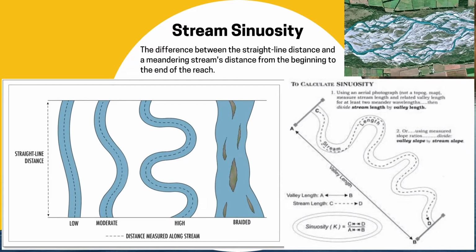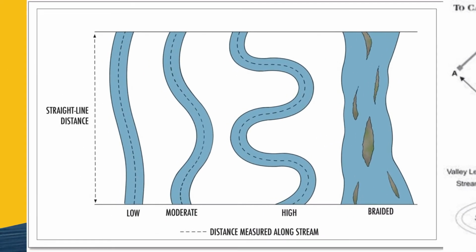Stream channels with moderate sinuosity have few bends greater than 90 degrees. A highly sinuous stream has a significant number of bends and meanders that make a greater than 90-degree curve. While rare in Idaho, some streams are described as braided.